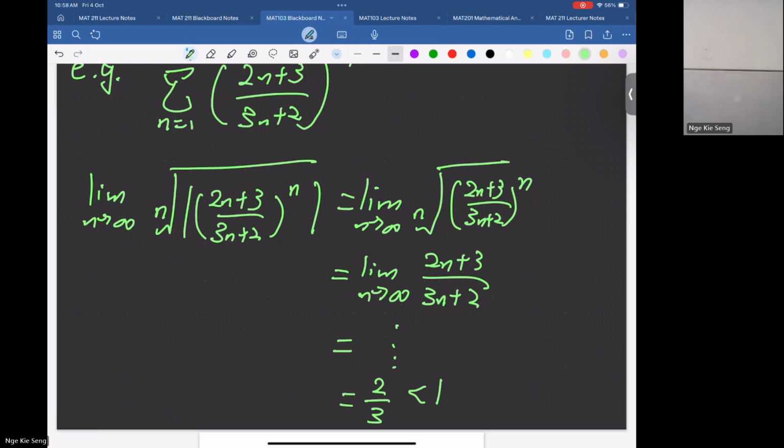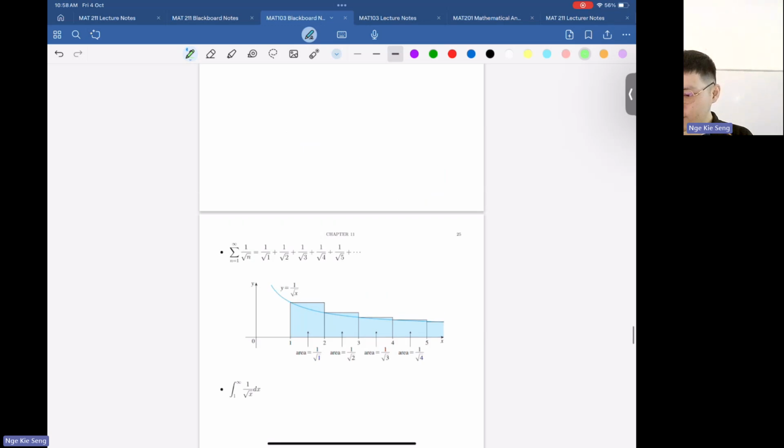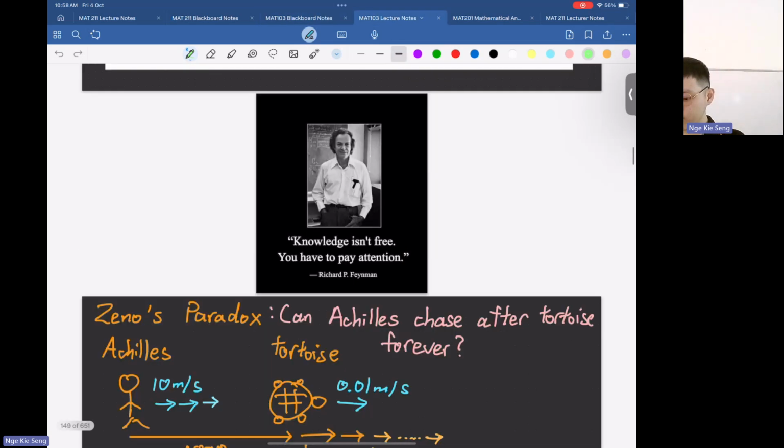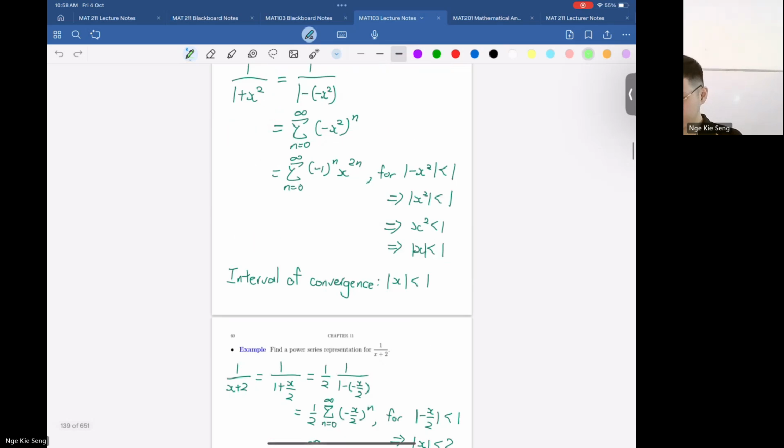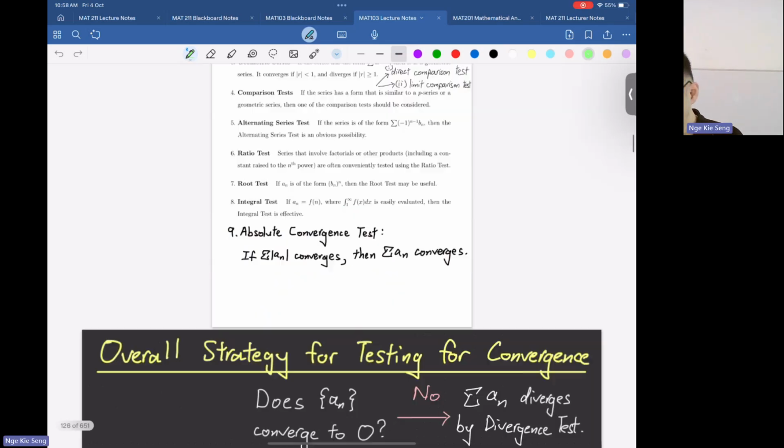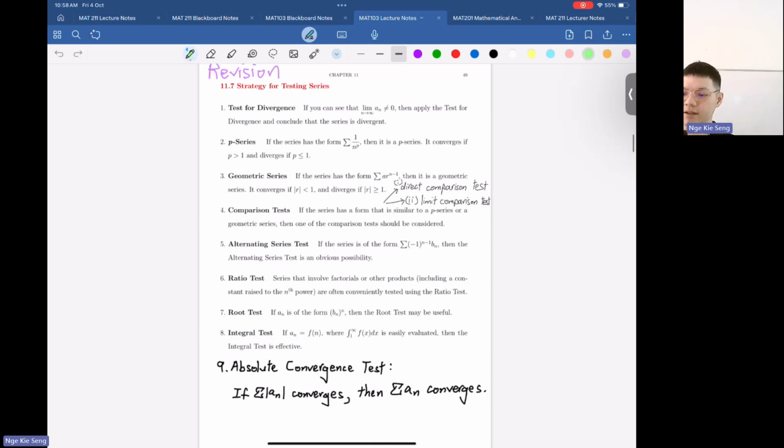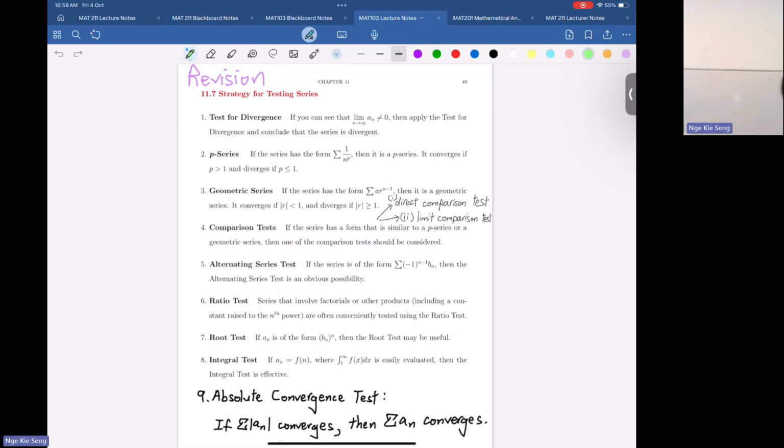Any questions? I think we have finally finished all the tests. Let me show you the list of tests we've gone through. If you want to do revision, we have gone through the test for divergence, p-series, geometric series, comparison test, simple comparison test, limit comparison test, alternating series, ratio test, root test, integral test, and absolute convergence test. All these tests, make sure you know how to use.